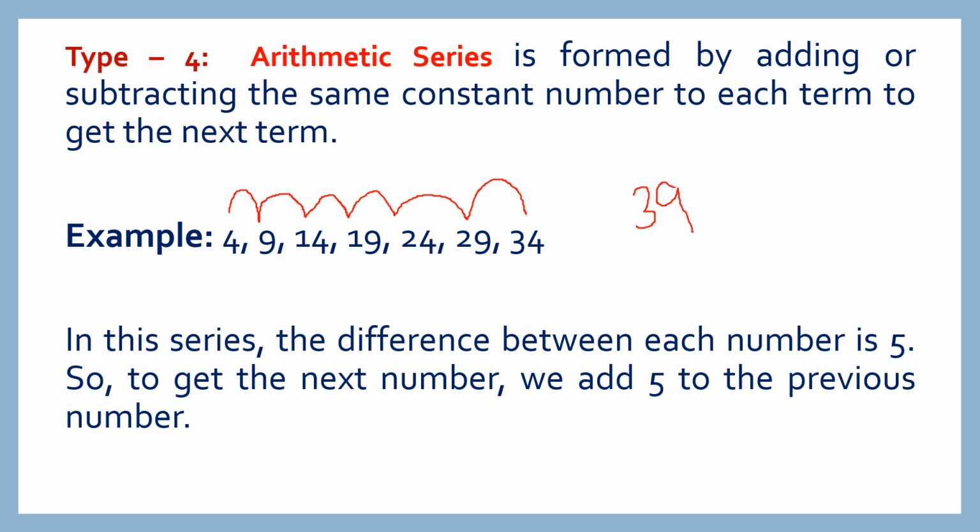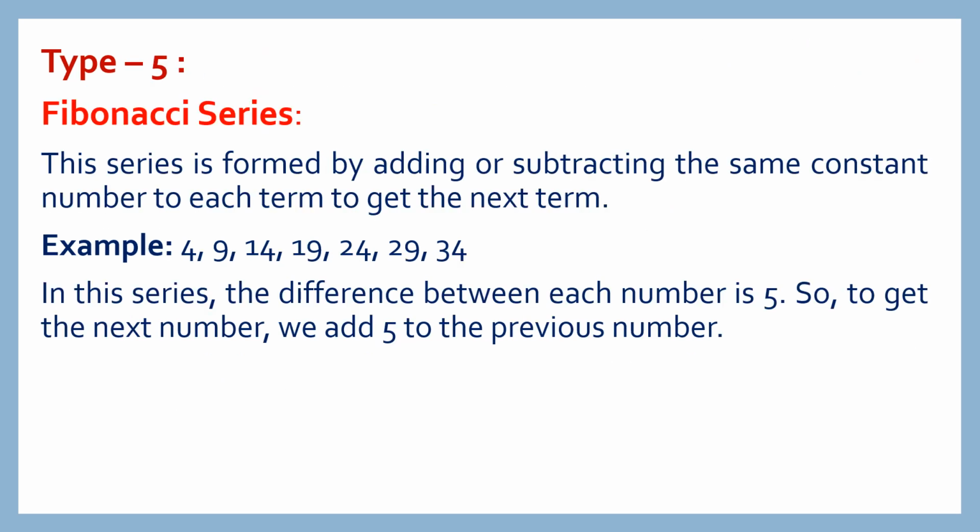So we have seen 4. What's the first one? Type 1 is perfect square, then perfect cube, then geometric series and arithmetic series. Now type 5, Fibonacci series. We all know about this. This is formed by adding or subtracting the same constant number. You can see both numbers are the same, the previous question and this question. But sometimes in the arithmetic series the pattern will change.